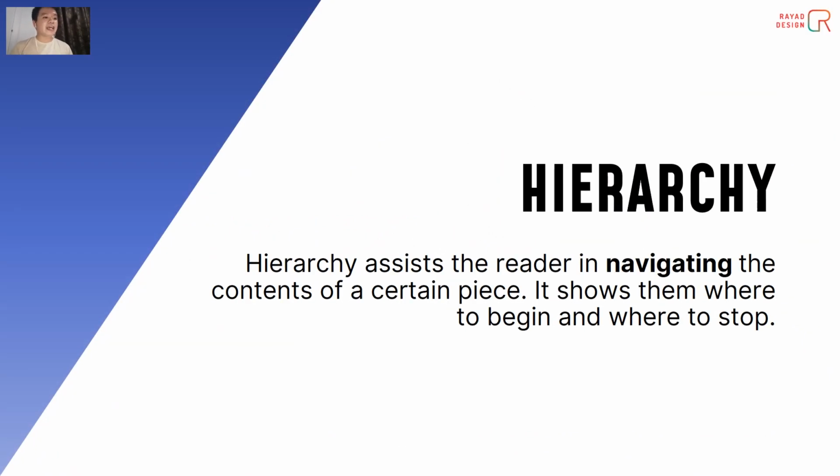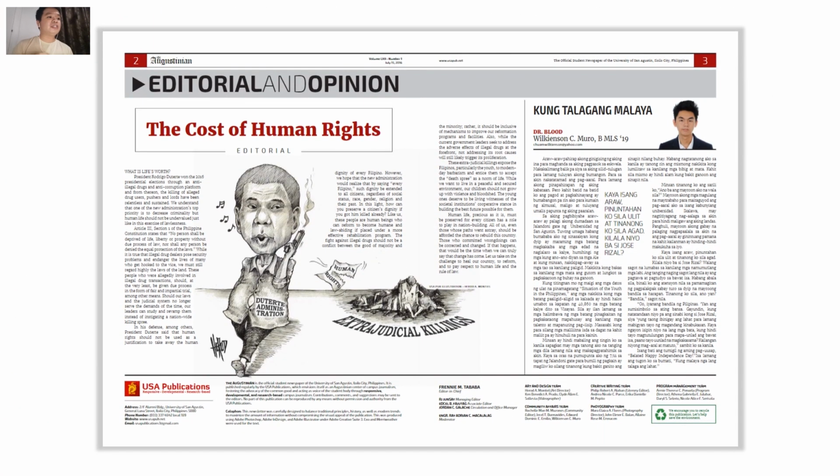Next up would be hierarchy, and hierarchy assists the reader in navigating the contents of a certain piece. It shows them where to begin and where to stop. Now, for hierarchy, I'm sharing you this spread from the Augustinian newsletter. If you can see here at the top, you will see editorial and opinion. Then, because of our flow of reading, we will be forced to read first this editorial article entitled The Cost of Human Rights. And then, of course, after we finished, we will be led to this article here at the right, entitled Kung Talagang Malaya.